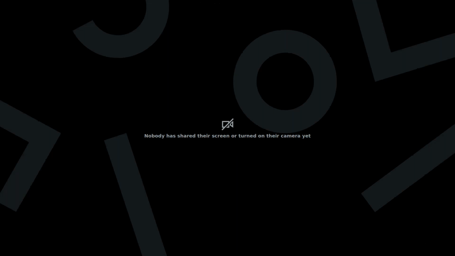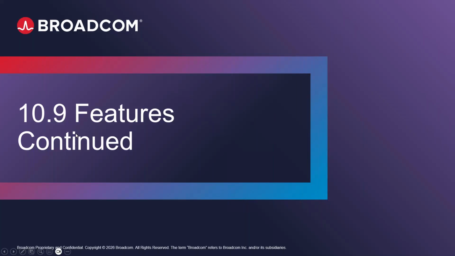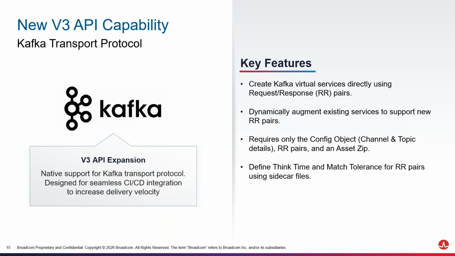Okay, thank you, Meir. So let's continue with the features that we have in 10.9. The first one is the Kafka service, which we are now happy to say we are supporting also via the V3 APIs. And why is it so important? Because now you can provision the service from your CI/CD tool, so it can be on demand.